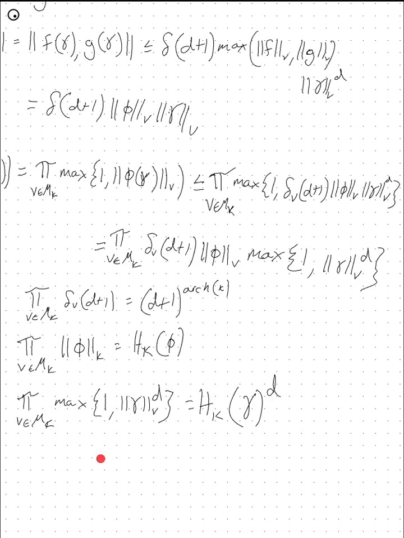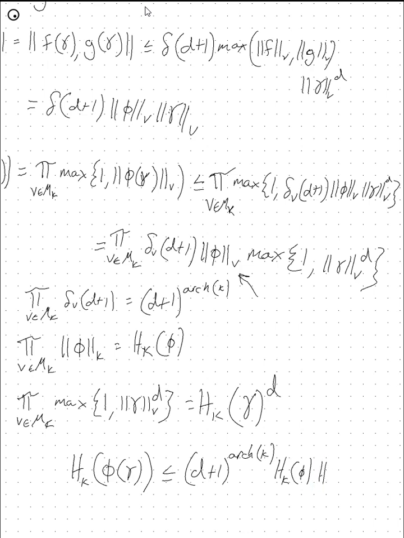Yeah, so that gives me essentially what I want, as long as I can pull this out. That gives me the height of phi of gamma is less than or equal to, hold on, sorry, okay: d plus 1 to the Archimedean places, which is the degree of phi plus 1 to the Archimedean places of k, times the height of phi times the height of gamma to the d.